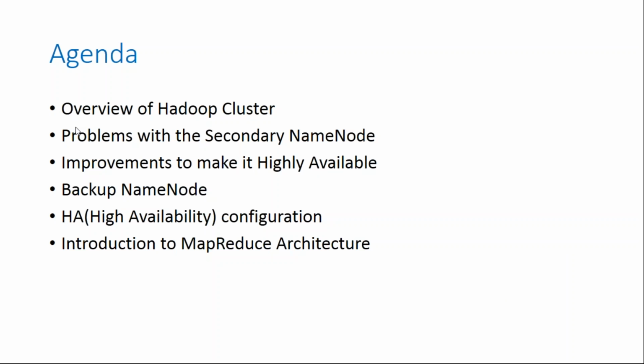Brush up ourselves and summarize whatever we did so far, and then we came up to that secondary name node, and we'll see a few issues with it. We're going to go through a couple more name nodes, and then we'll see some high availability architecture or configuration. Then we're going to quickly jump into MapReduce.